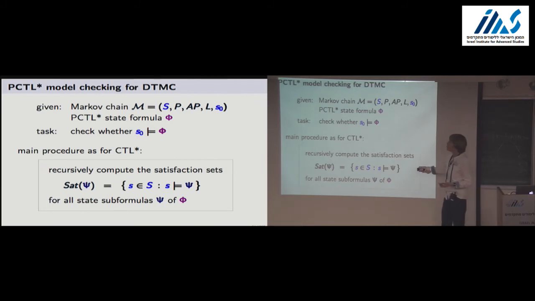So what we do is we evaluate inner formulas first and compute their satisfaction sets, which is defined as the set of states satisfying the considered subformula, here called psi. And then as soon as we have computed the satisfaction set for the full formula phi, we can simply check whether S0 belongs to it.